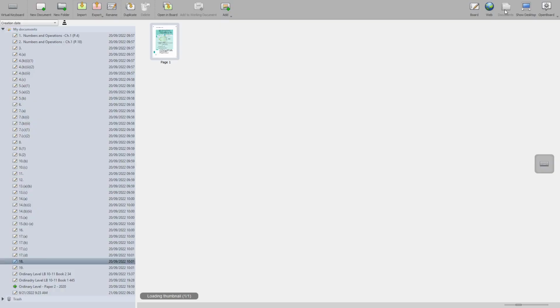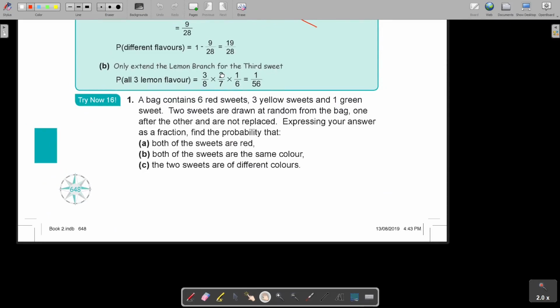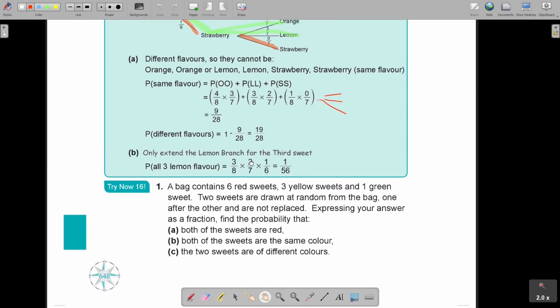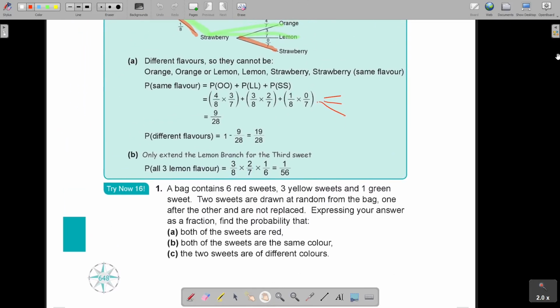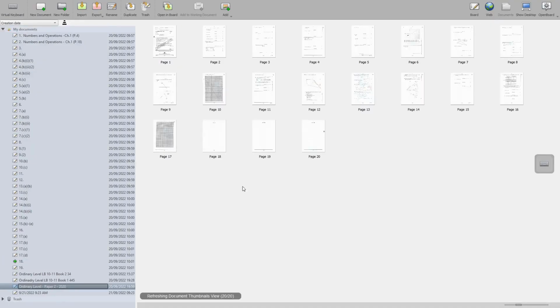Okay, let's go back to the question paper. Can I just repeat the page? I just want to show you again the page. It was in the textbook, part 2, on page 648. Okay, let's go back to the question paper. There's the question paper, and there it is.